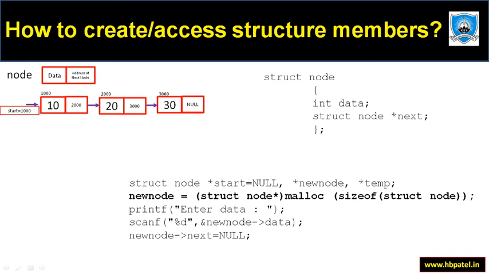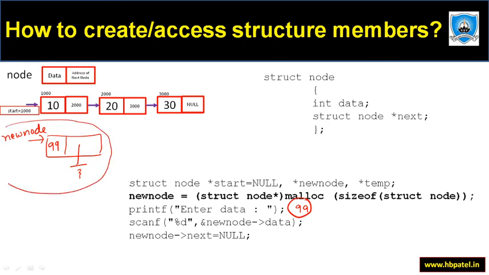Now if we read something like enter data, so new node equal to struct node star, that means a node is created and it is being pointed to by new node. Suppose we read enter data, and let's say I enter 99. Where will it go? New node arrow data, so it will go over here. And now new node arrow next is null. So now I have set it to null. This one particular node has been created. I have set the data also, new node arrow data, and I have set the address also.